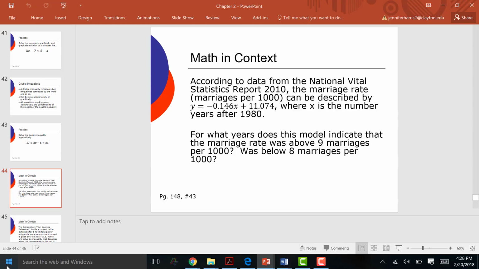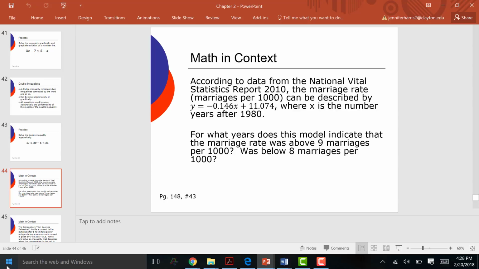Less than 8. All right, I'm going to subtract 11.074 from both sides. This cancels out, so I'm left with negative 0.146x. It should be x up there. Less than, what is that, negative 3.074? Yes. Divide both sides by negative 0.146.